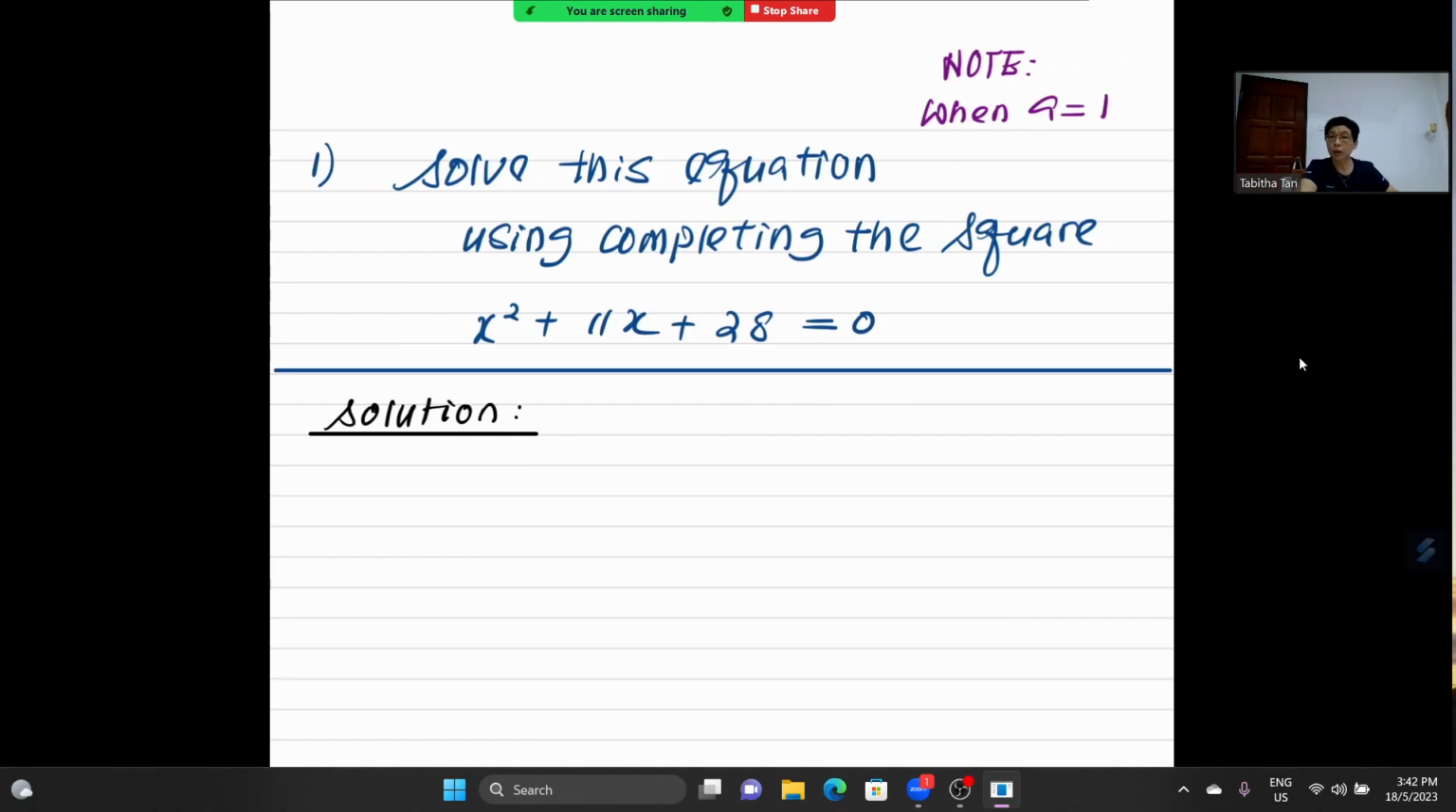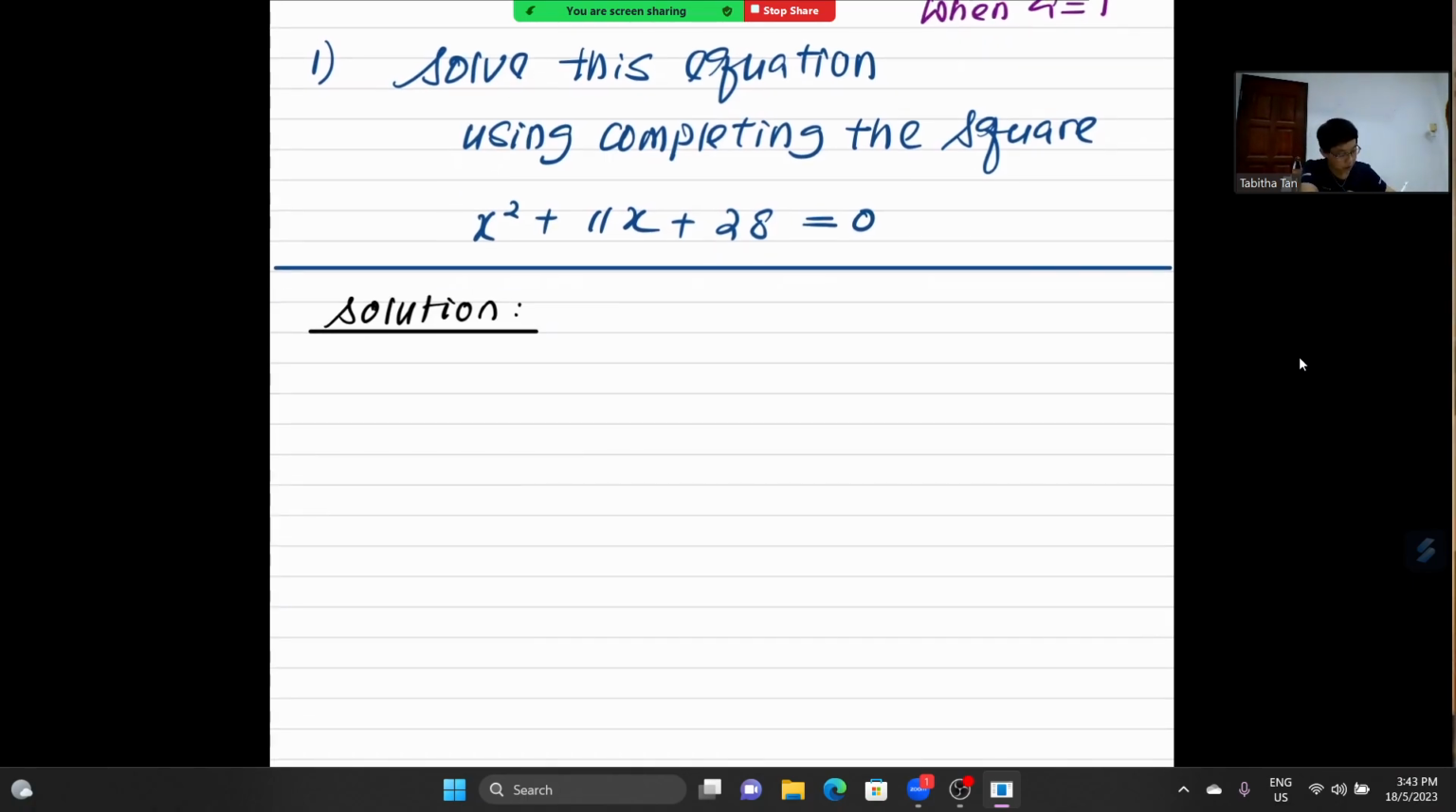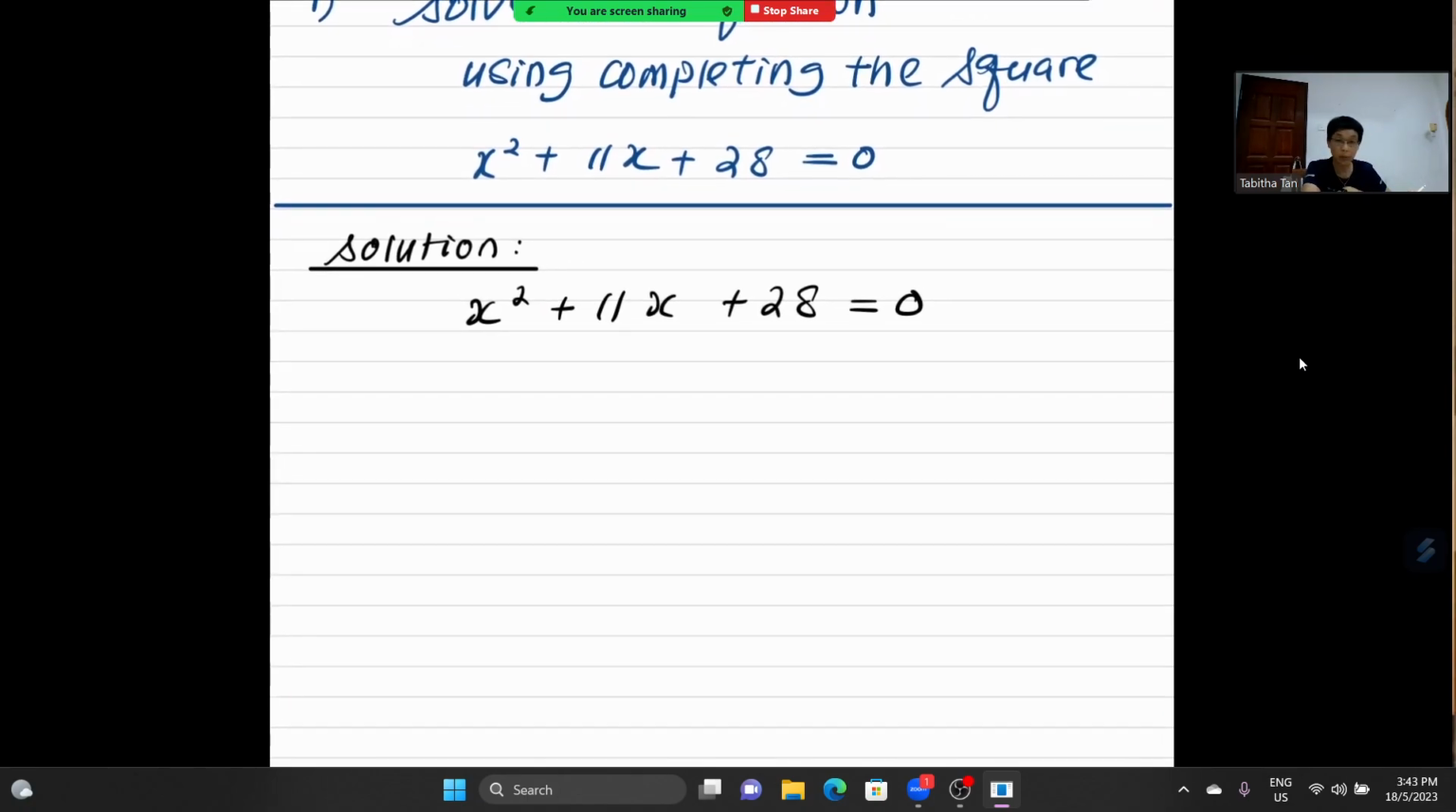Okay, question number 1. Solve this equation using completing the square: x squared plus 11x plus 28. This is what is meant by a equals 1, so that's why there is an invisible 1 in this equation. So let's start by solving it. Here I'm going to copy down the question, x squared plus 11x plus 28. So I have not done anything yet, just simply copying the question.